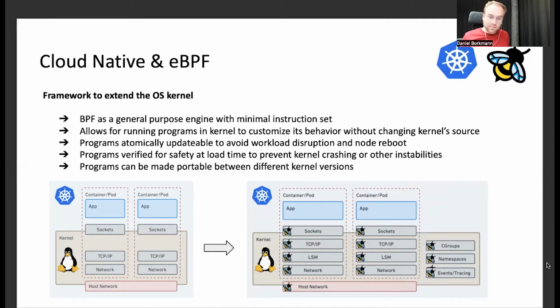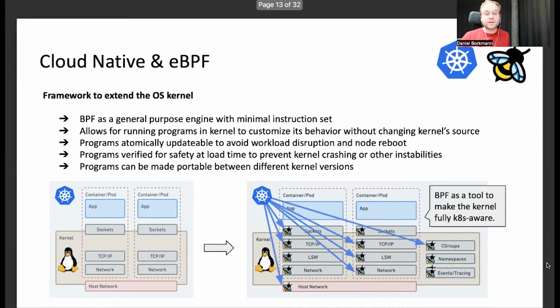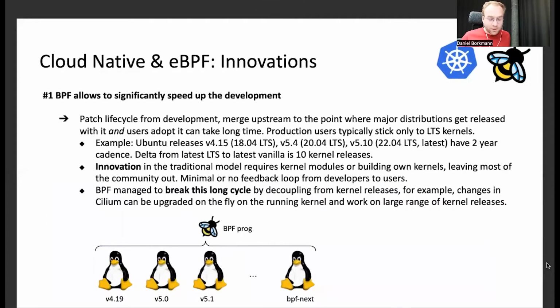Those programs can be updated on the fly without a node reboot, for example, or even workload disruption. They're verified for safety, so they don't crash the kernel or make it unstable. And those programs can also be made portable between different kernel versions. What you can see then is you can shift context from user space, from Kubernetes, into the kernel thanks to BPF. And I now want to talk about 10 innovations that I think eBPF brought to the table, along with its framework.